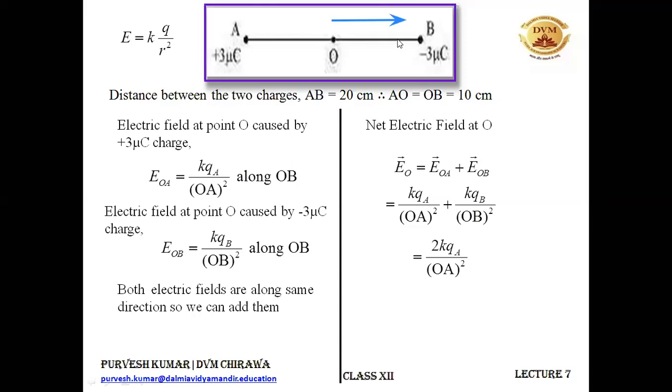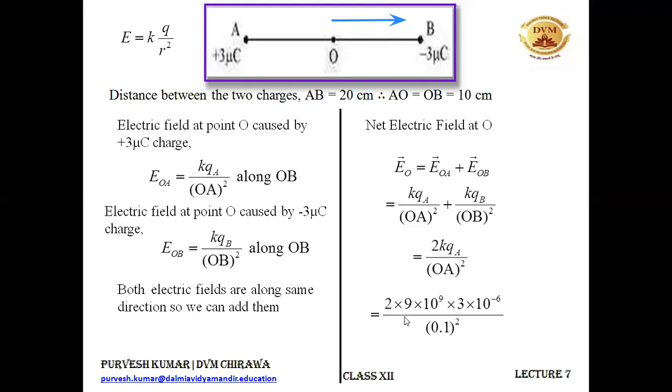All right. I do hope that it is clear. That's why both the electric fields are in the same direction, and we need to add them up like this. In place of K, put 9 into 10 to the power 9. In place of QA, put 3 into 10 to the power minus 6. And in place of OA, we need to write 10 centimeter, and that is equal to 0.1 meter. This 10 centimeter is equal to 0.1 meter.